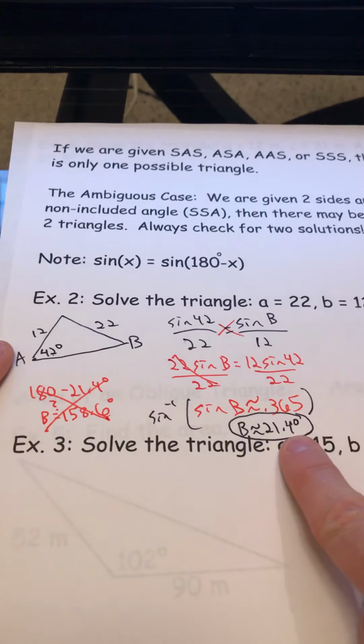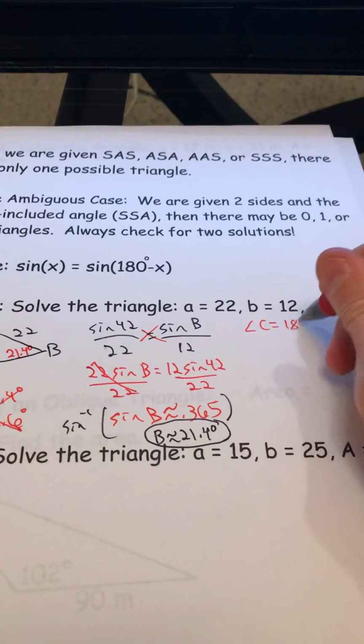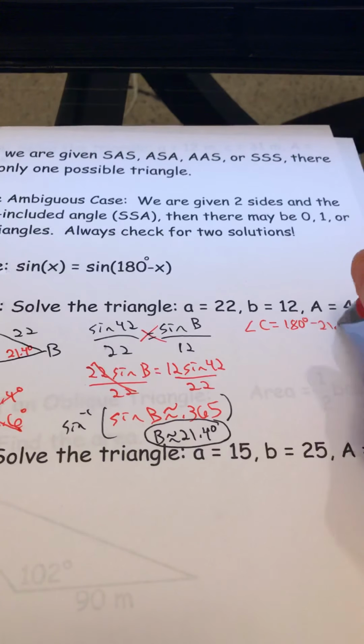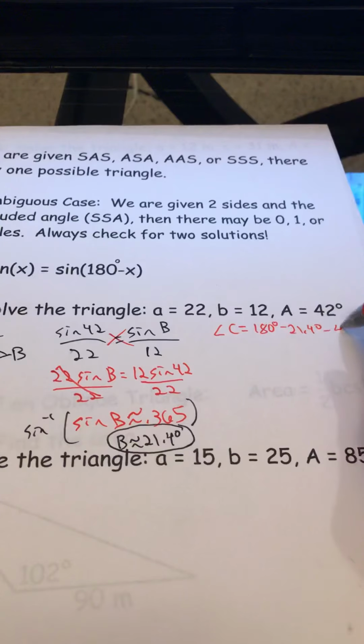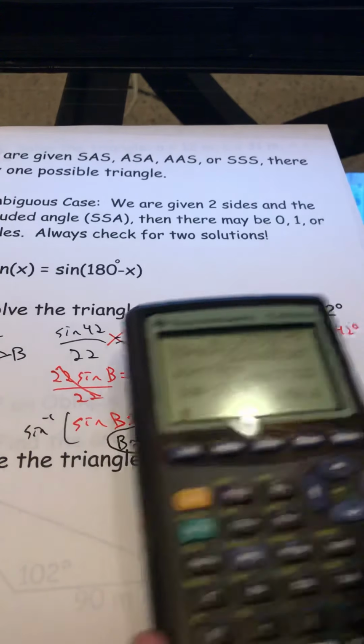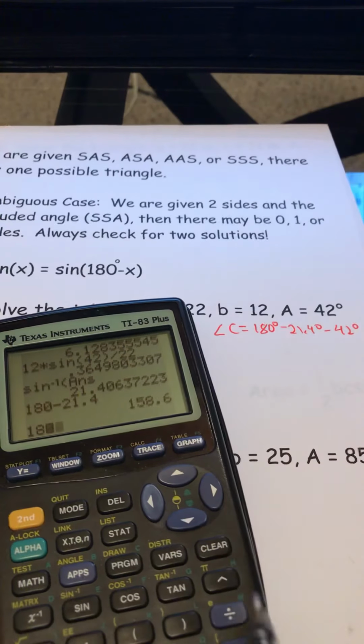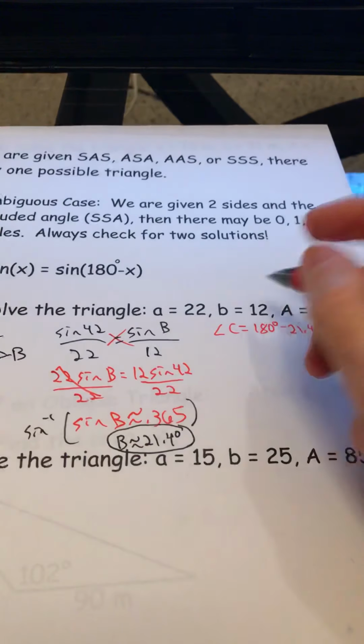Now, from there, all I've got to do is find angle C, which to do that, subtract both of those from 180. And when I do that, I get 116.6 degrees.